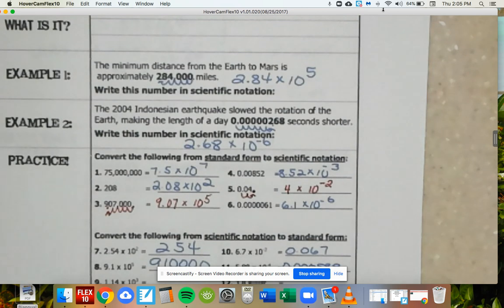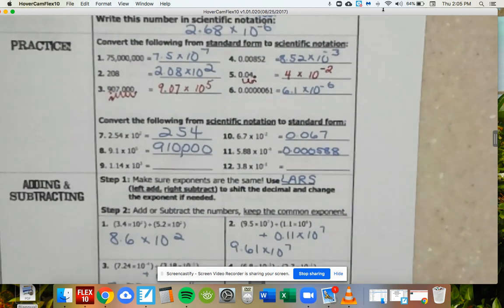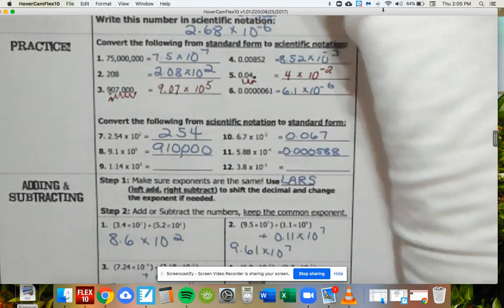Then we went the other way. We started in scientific and we converted back into standard form. So that's what this is.